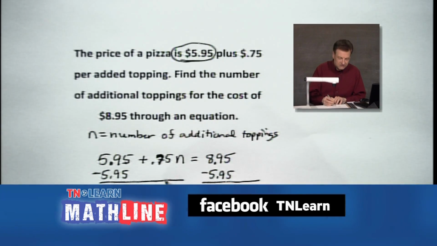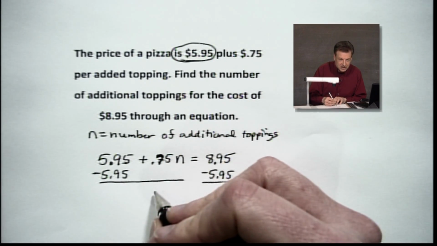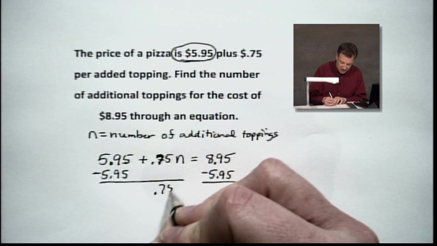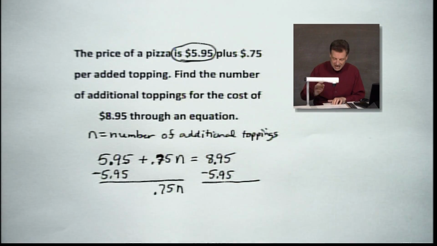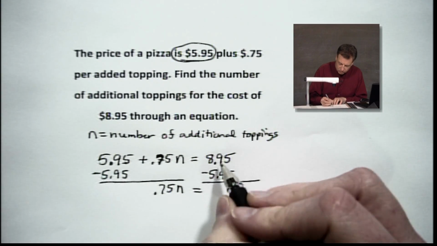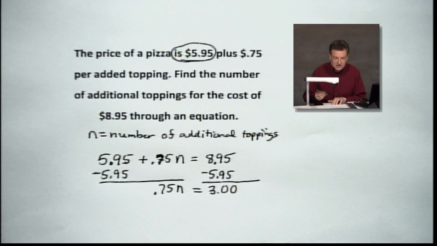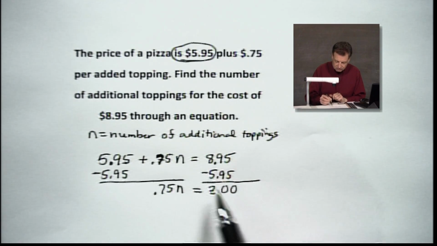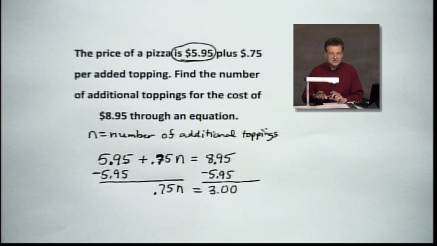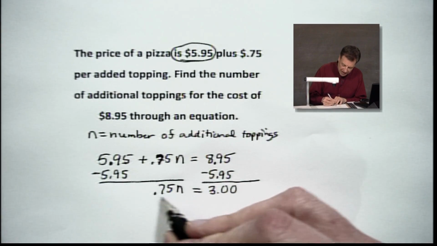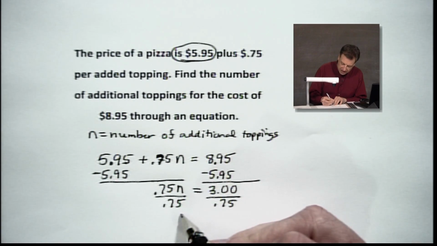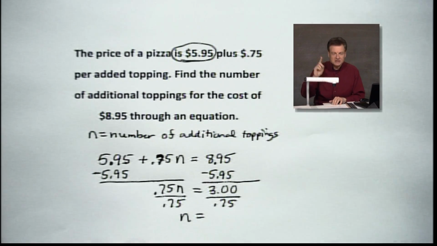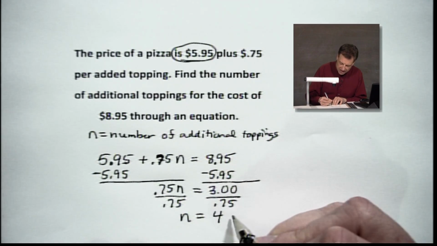Because now we have, if I drop my lower third out of there, ladies and gentlemen, there we go. We're going to have 0.75 n, or 75 hundredths times n, however you want to look at that, equaling, ooh, that's going to give me $3. So that's not so bad. So at this point, I'm going to be dividing $3 by 75 cents and see how many ways that will go. And when I do the division, we can do that on the calculator, it will give us n equals, drum roll time, 4. That is 4 additional toppings.